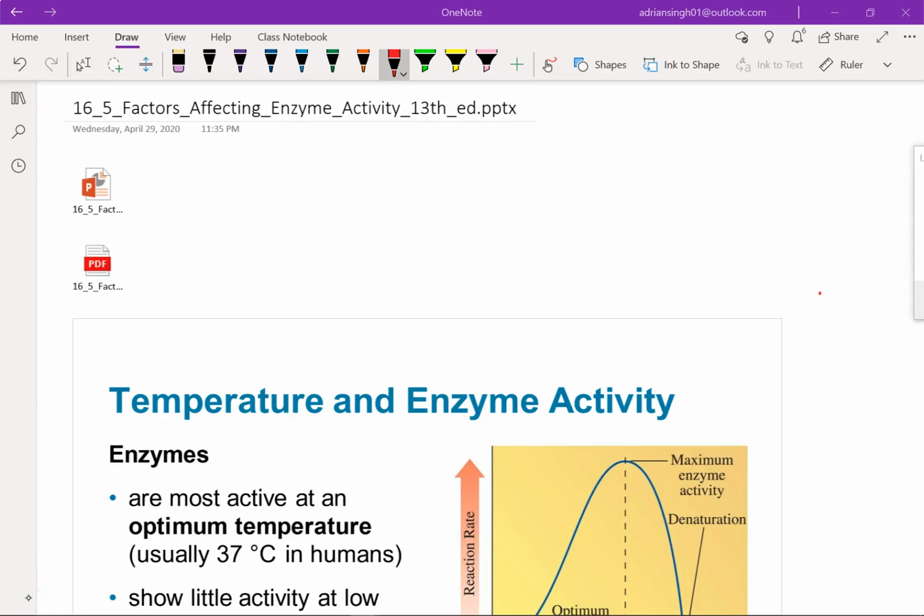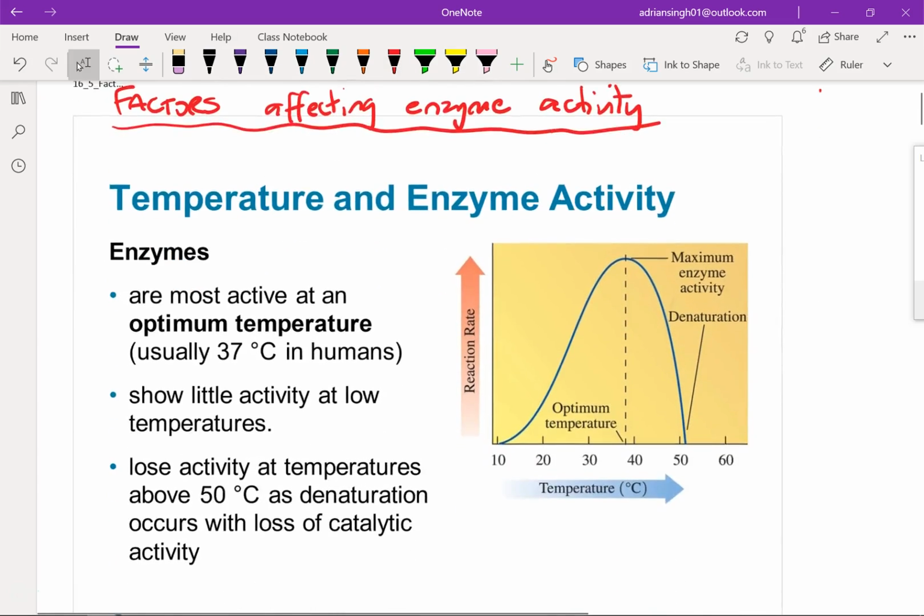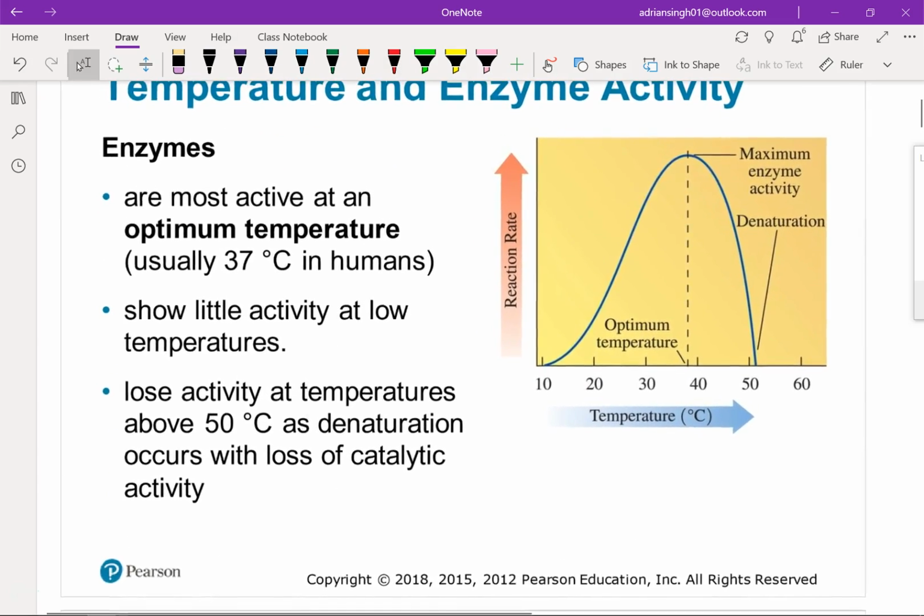All right, so in this last section, we're going to be taking a look at some of the factors that affect the activity of enzymes. So we're going to be taking a look at several of these. The first one is going to be temperature. So what we're going to see is that most enzymes have a temperature at which they function optimally.